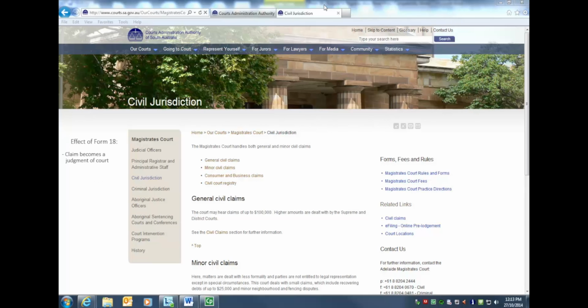By doing this, the claim will then become a judgment of the court and can be enforced in the same way as a decision given by a magistrate after a trial. The defendant can still ask the court to set aside or discount a judgment given after lodging Form 18. However, the court must first be convinced that the defendant had a valid reason for not responding with a defence within 21 days, and that they also have a good chance of defending their case.